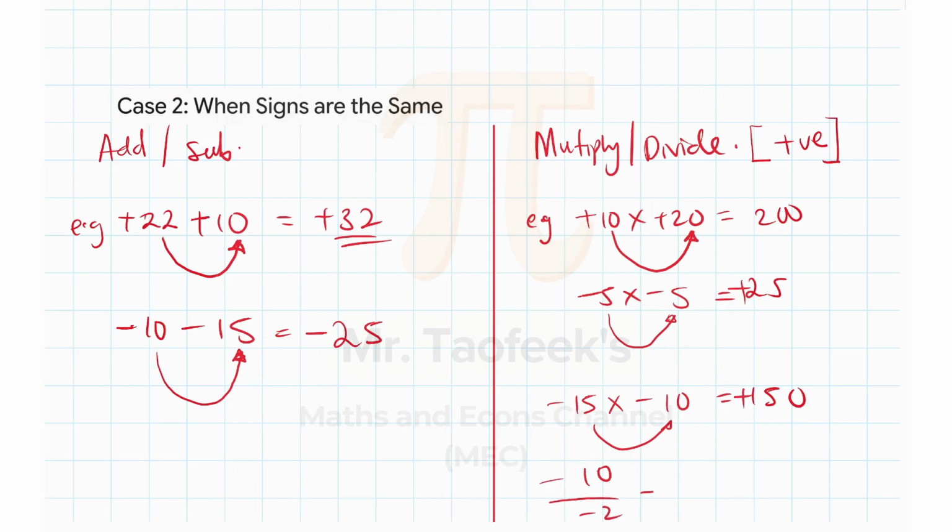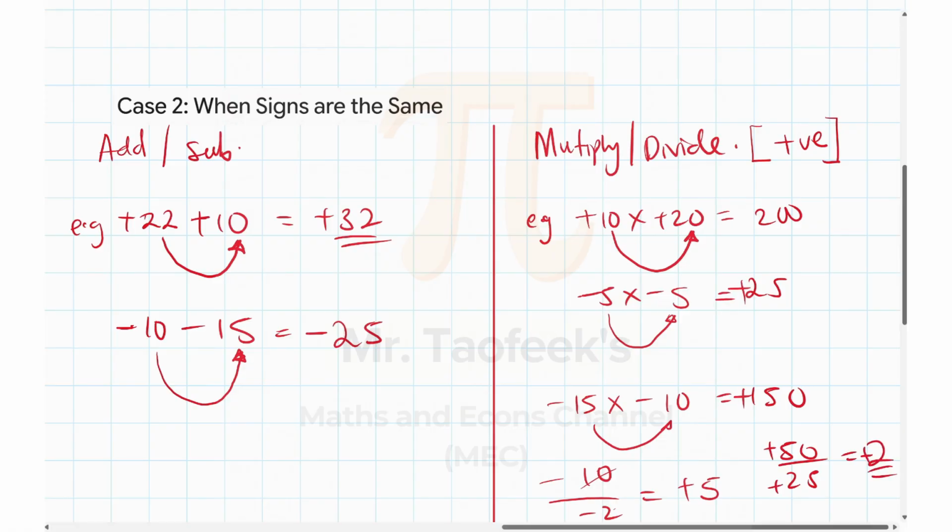Minus 10 divided by minus 2. My signs are the same. My answer is going to be positive. 10 divided by 2, that's just 5. 50 divided by 25 plus 50 divided by 25, that's just 2. My answer will remain positive. And that's it.